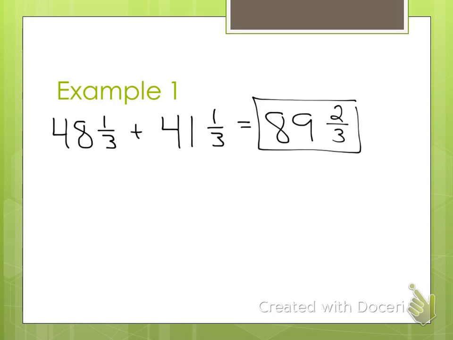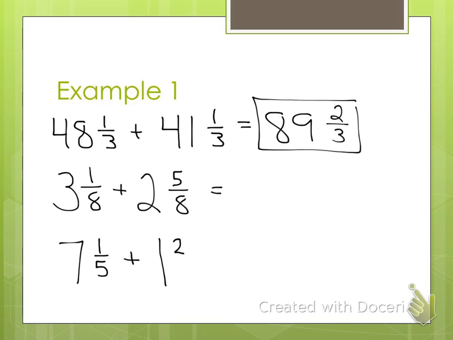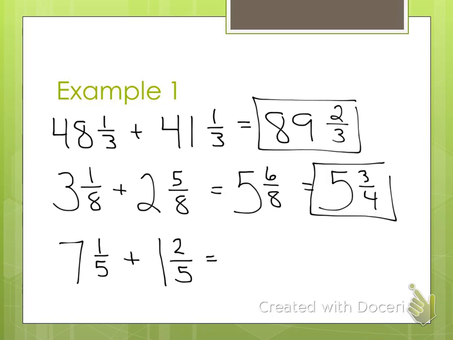my answer. Okay, so add your whole numbers, then add your fraction. Don't forget, we're leaving our denominators alone and just bringing them over. All right, now I want you to do 1 or 2. Yeah, 2. Okay, do these 2. All right, so 3 and 1/8 plus 2 and 5/8 is 5 and 6/8. Final answer? 5 and 3/4. Very good. All right, what about 7 and 1/5 plus 1 and 2/5? 8 and 3/5. It's 8 and 3/5.